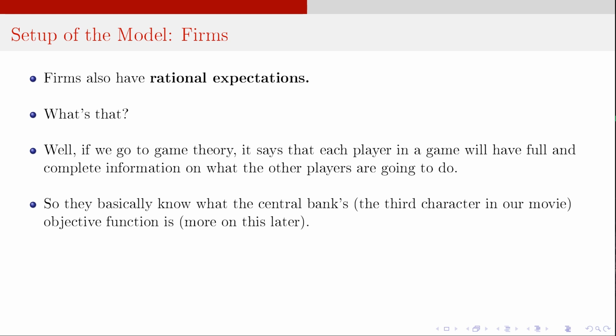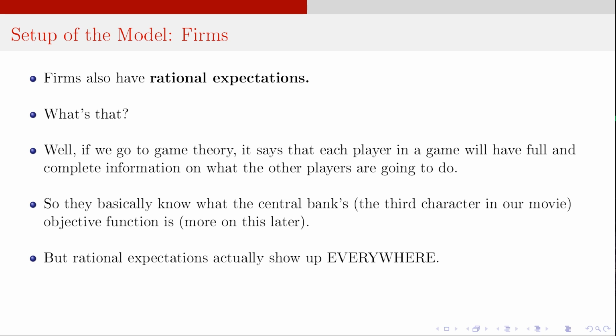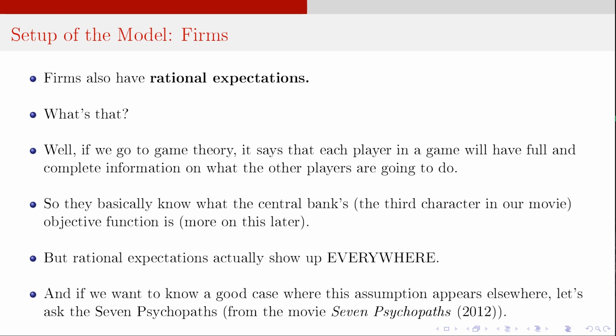So they basically know, in this case, firms will know what the central bank's, which is the third character in our movie, objective function is, which we'll get to a little bit further on later, but rational expectations actually show up everywhere. It's not just in economics or game theory. If we want to know a good case for this assumption appearing elsewhere, let's ask the 7 psychopaths from the movie Seven Psychopaths in 2012.